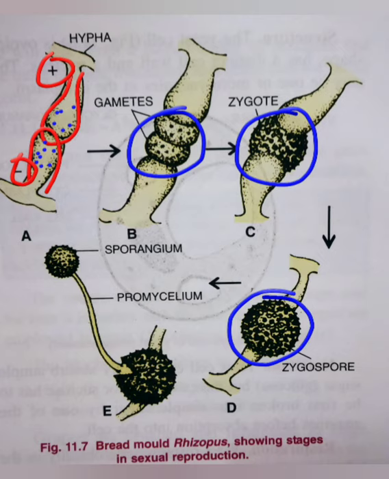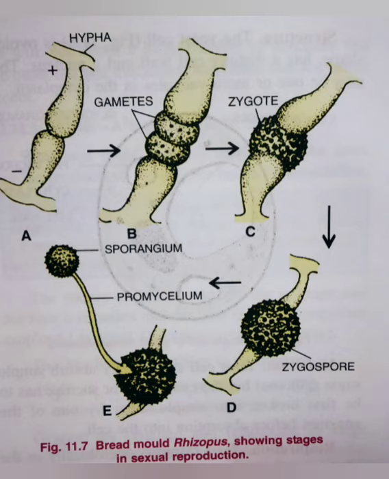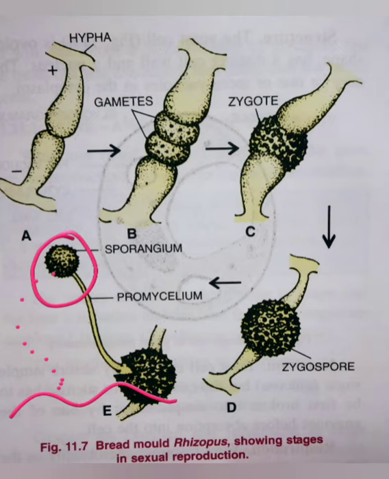So after a certain period of rest, the zygospore germinates to give out a new hypha called promycelium, whose tip develops a sporangium containing numerous spores. When sporangium becomes mature, it ruptures and liberates many spores which get dispersed by wind. And on meeting favorable conditions, the spores germinate on substratum to produce mycelium. And from there, new fungi grow.